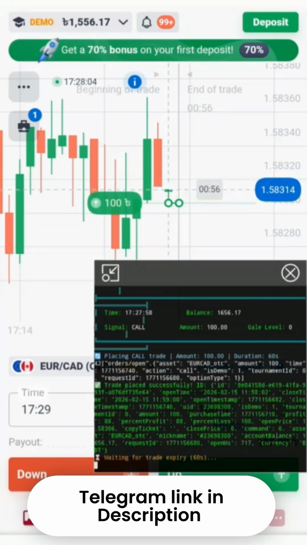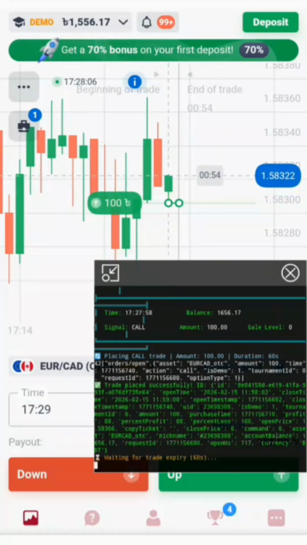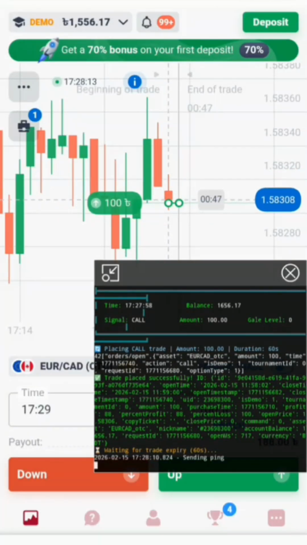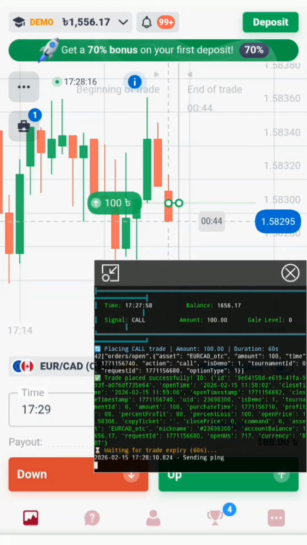As you can see on the screen, the bot has successfully placed the trade in the call direction. The trade is opened automatically based on the bot's analysis and selected strategy. No manual action was required. The bot handled everything on its own.